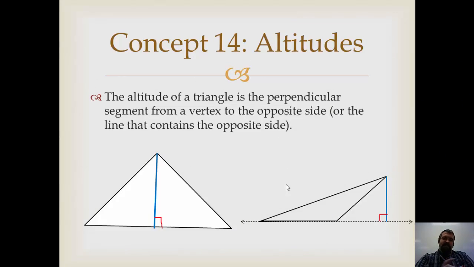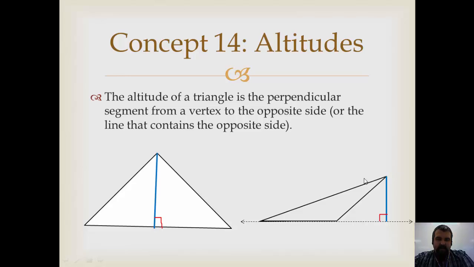Sorry, there's a few last things I need to cover, one of them being an altitude. The altitude of a triangle is always the perpendicular segment from a vertex to the opposite side, or the line that contains the opposite side. So from this vertex to this side, if it's a right angle, this is an altitude. This blue segment is an altitude.